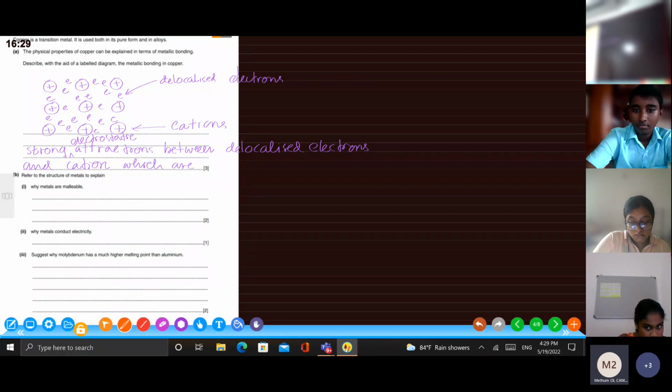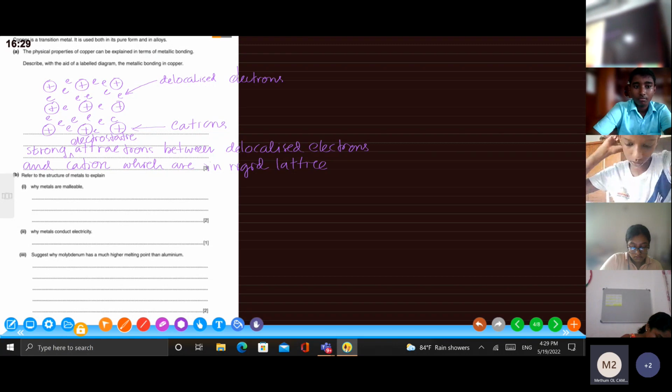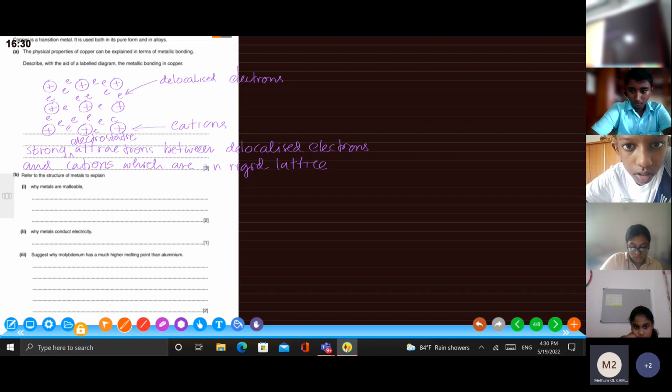If they ask about the rigid lattice, you get marks. If we don't mention the rigid lattice, I would still give you the marks, because they ask only about the bonding. For bonding, the cations don't need to be in a rigid lattice. Strong electrostatic attraction between the delocalized electrons and cations is enough. That's the answer, because we can't give marks for anything else.